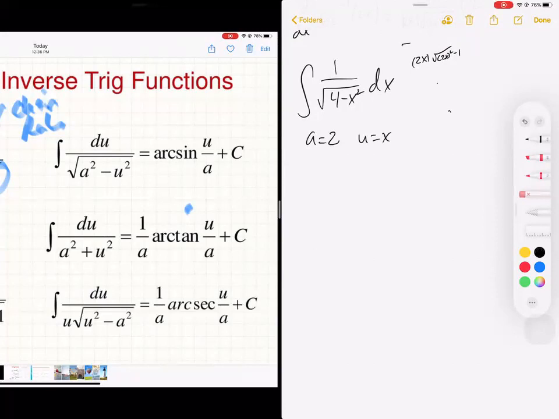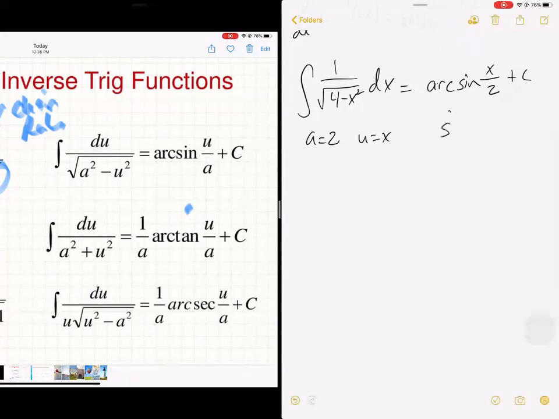So let me erase this part up here. This becomes a straight copy: arcsine of u, which is x, over 2 plus c. Or another way of writing arcsine is sine inverse of x over 2 plus c. It's a straight identity. You make sure you copy your u and the a.